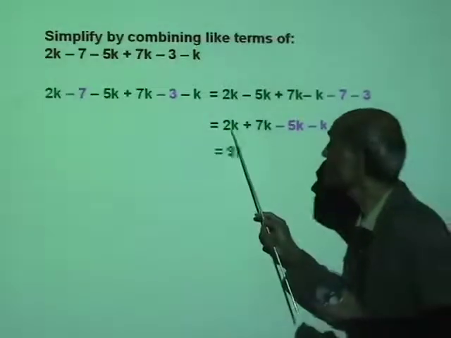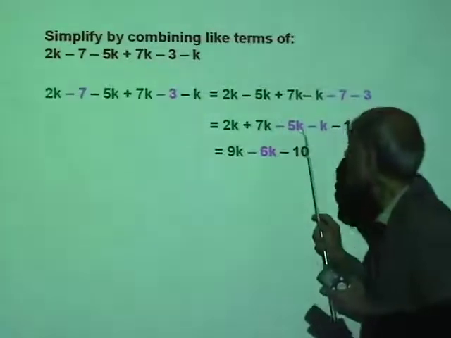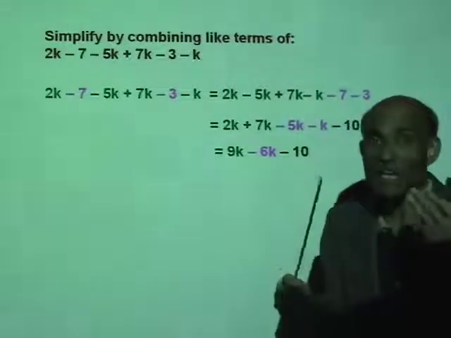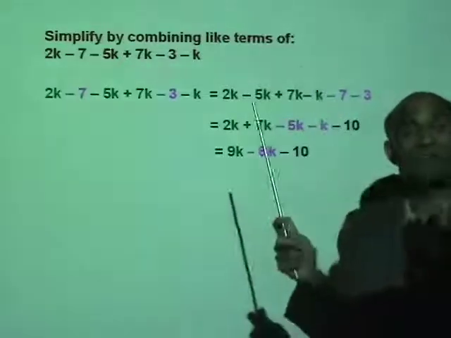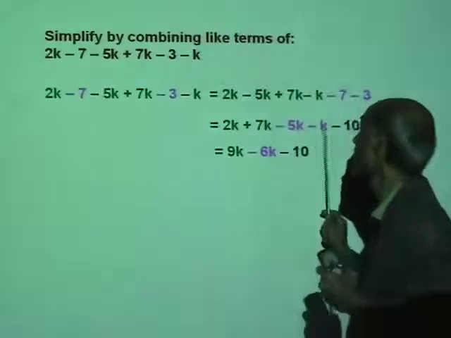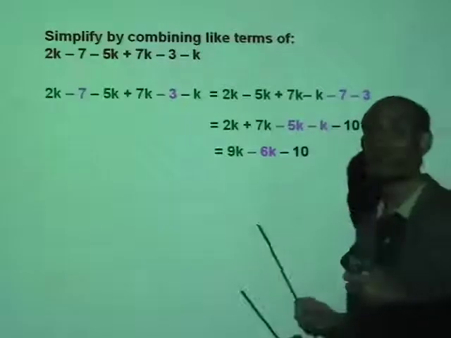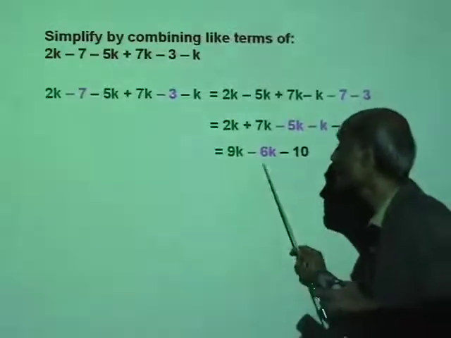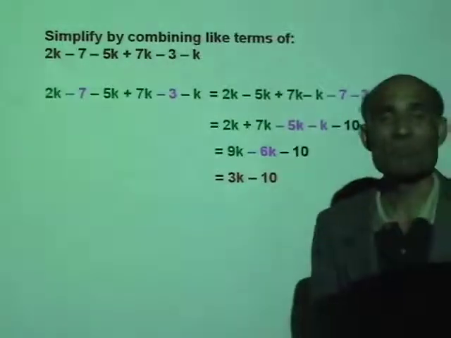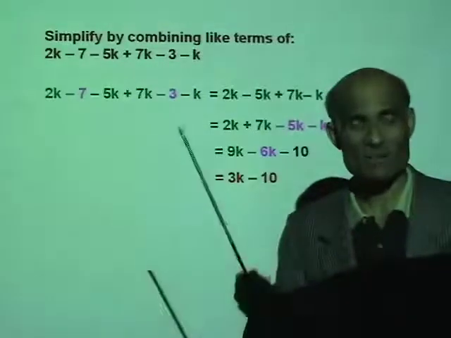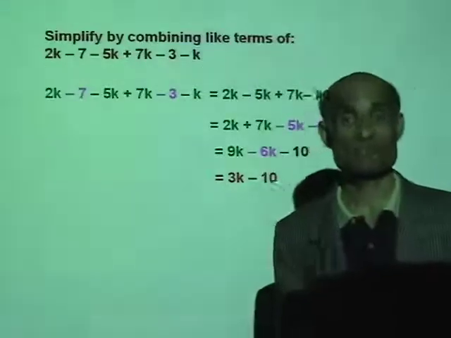Alright, now I can add. 2k plus 7k is 9k. Minus 5k minus k. You are adding two negative terms. What do you do? Add them together and give them the negative sign. Minus 5k minus k is minus 6k. Alright, now you can add 9k minus 6k is 3k. So the answer is 3k minus 10. That's simple enough, is that right? By organizing them properly, it makes it easy for us to do this simplification.